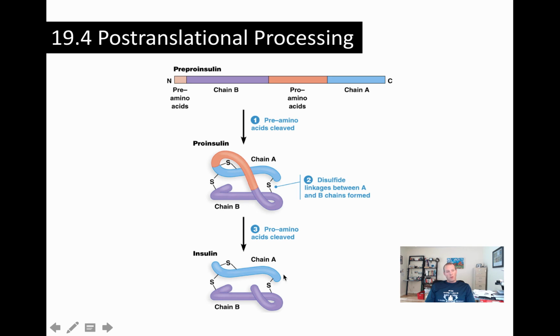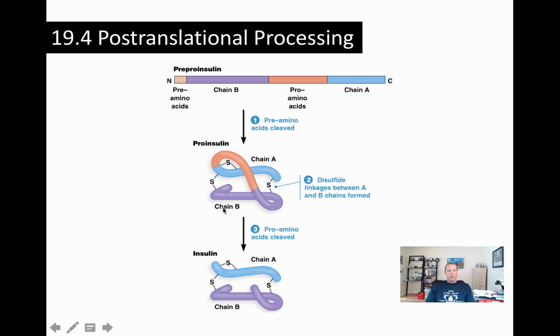So the two subunits of mature insulin, which you see at the bottom here, come from a single precursor molecule called pre-proinsulin. The first thing that happens to pre-proinsulin is this N-terminal set of pre-amino acids is cleaved off. Then disulfide bonds get formed between what will be the mature A chain and the mature B chain. If you look at it in the mature form, you've got a chain A and a chain B, and that's the mature molecule.